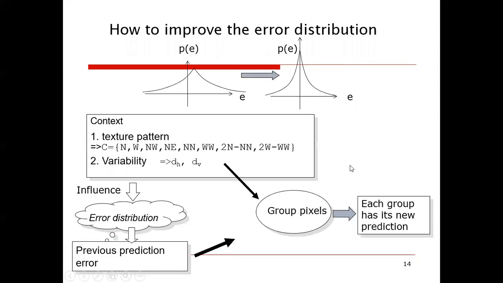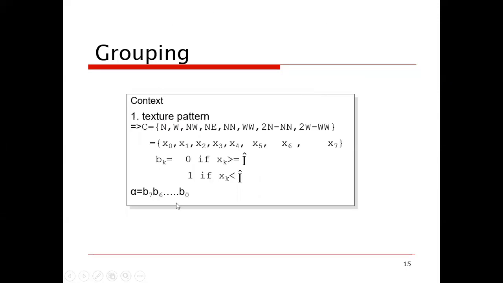In a similar way, you will create a binary vector in the form of 0 and 1. Because a pixel contains 8 bits, the binary vector contains 8 bits, B0 to B7, in the form of 0 and 1. That is denoted as alpha. Alpha is a binary vector. How will we create the binary vector? You will create it by applying a mapping function: Bk equals 0 if Xk is greater than or equal to the predicted value of the given pixel I.